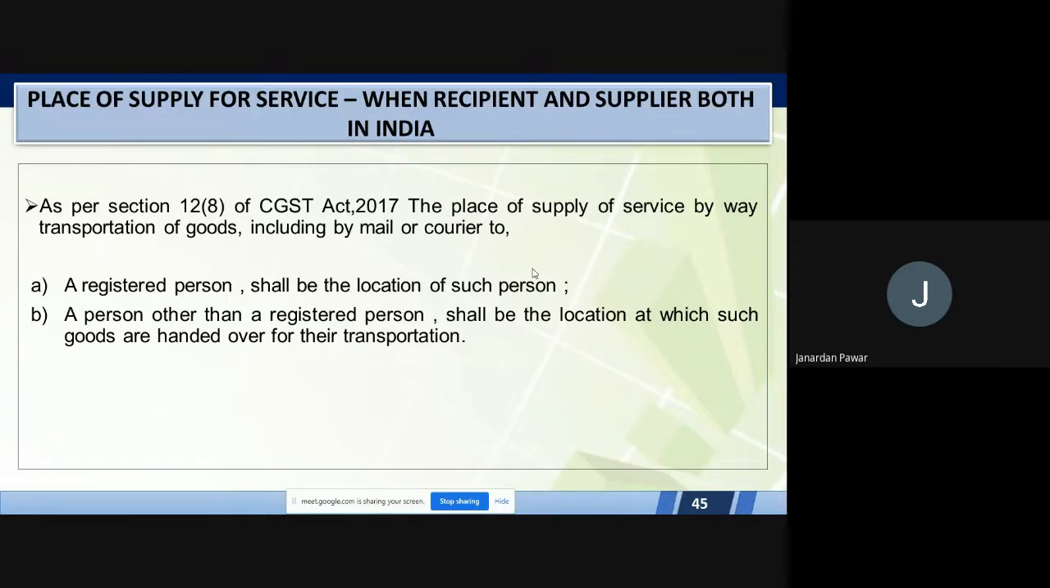Clause number A, a registered person, if it is a registered person, then shall be the location of such person. Whatever is the location of that registered person is called as or will be or shall be the place of supply. Then a person other than a registered person shall be the location at which such goods are handed over for their transportation. Look, if the person is not registered, if the person is unregistered, in that case, we are going to see the location where the goods are handed over for the transportation purpose.